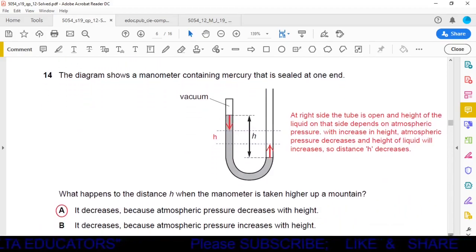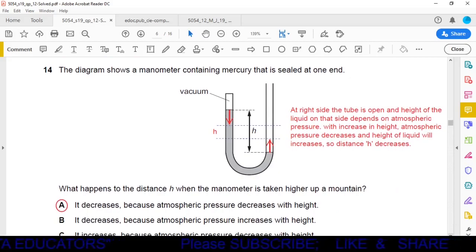Question number 14. The diagram shows a manometer containing mercury that is sealed at one end. Here we have a U-shaped tube. It is sealed from one end and open from the other end. What happens to the distance h when the manometer is taken higher up a mountain? When we take this manometer to a mountain, what will happen?